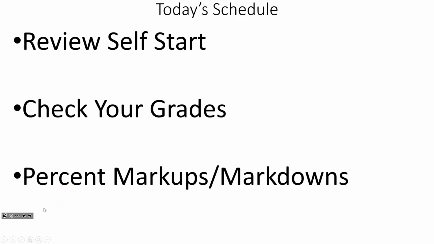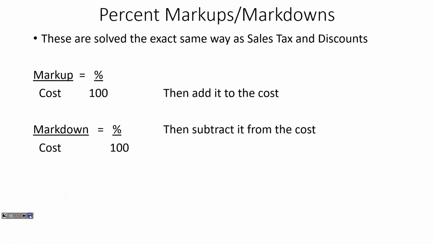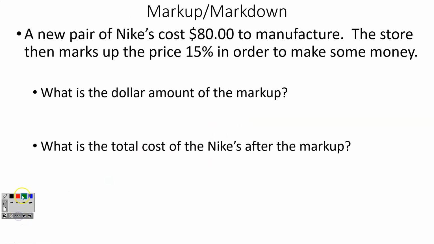This topic tends to be kind of basic, kind of easy because of how they're solved. So we're going to talk about that, get some practice in, and then call it good. For percent markups and markdowns, they're solved the exact same way as what we did for sales tax and discounts a couple weeks ago. It originally said sales tax over cost equals percent over 100, or a markdown would be a discount over cost equals percent over 100. For a markup, you find the markup and then add it to the cost. A markdown, you subtract it from the cost.